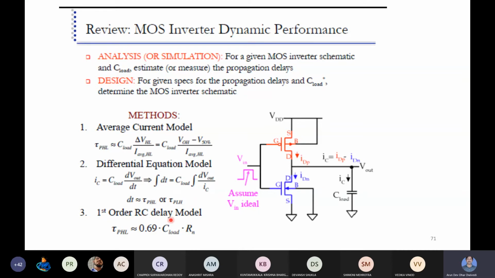Also there is a very simple approximation, the RC delay model, where TPHL is equal to 0.69 R load into Rn, where Rn is the on resistance of the transistor. This is a simple model; RC model means no integral, nothing.